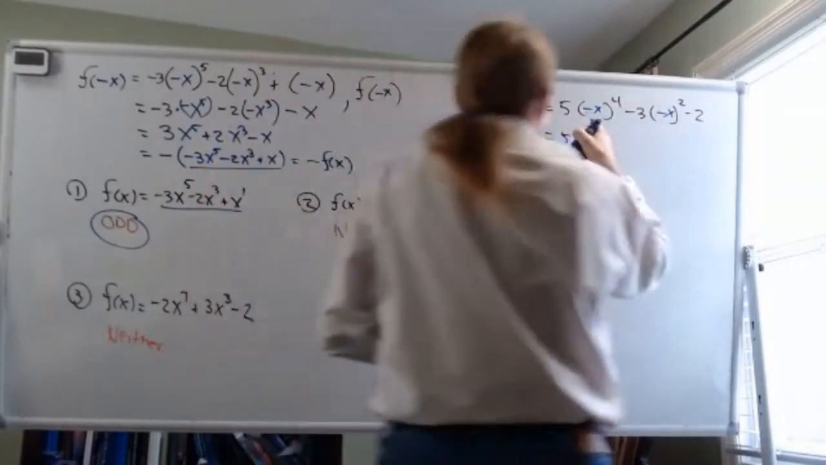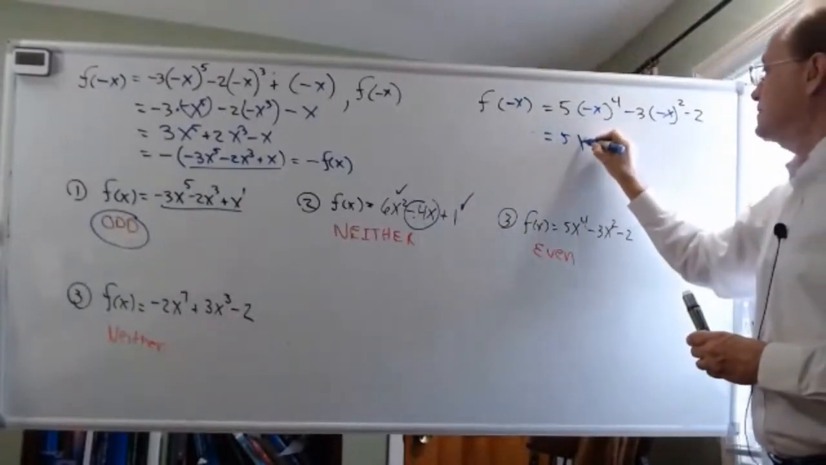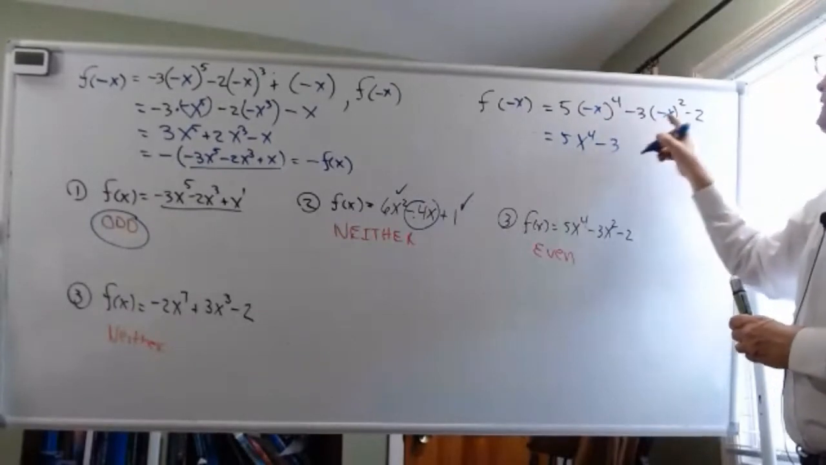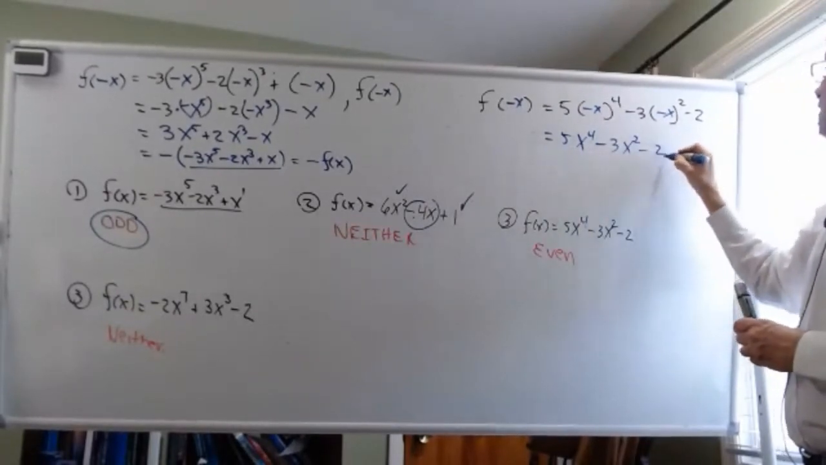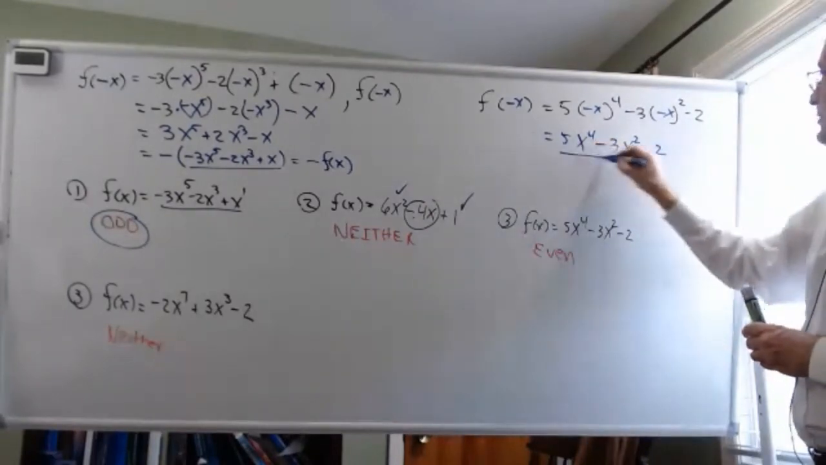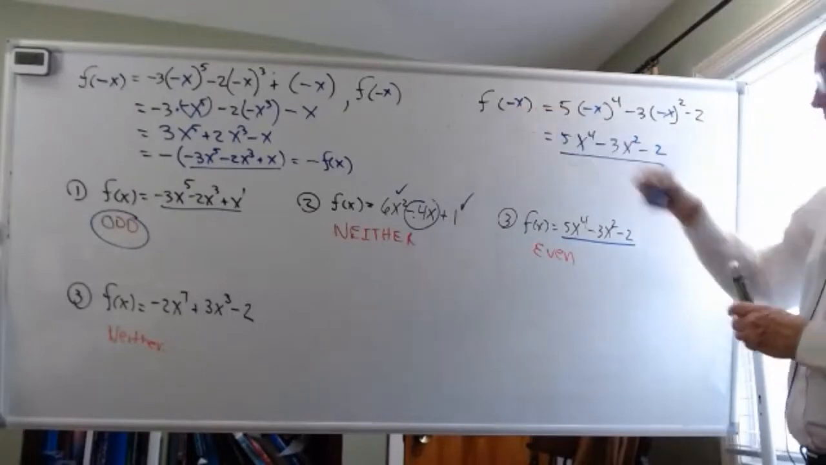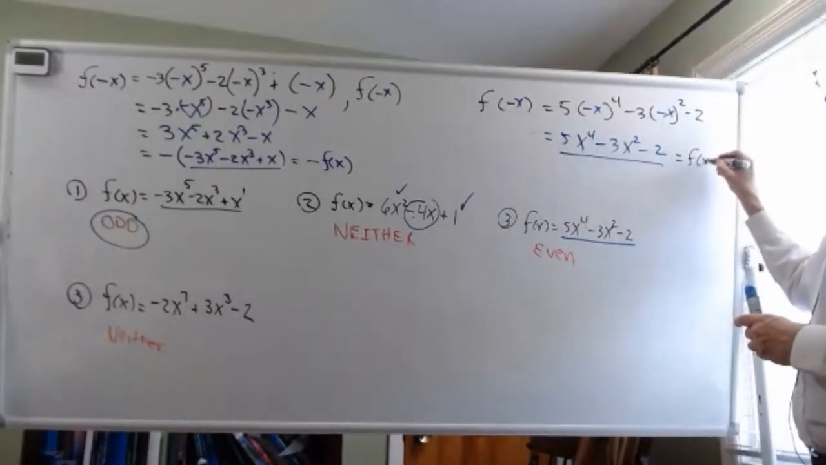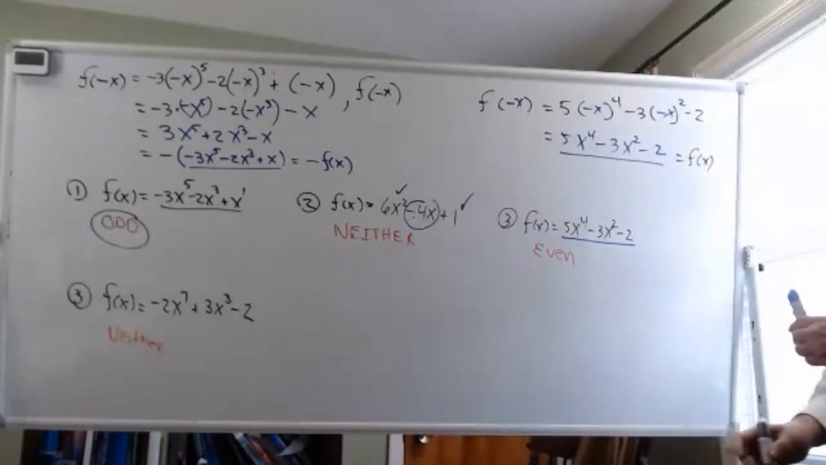Well, it's 5, negative x times negative x times negative x times negative x is a positive x to the 4th. Minus 3, negative x times negative x is x squared, minus 2. But now I look at this, it's identical to that. They're the same. So f of negative x is equal to positive f of x. This is my definition of being even. Very simple.